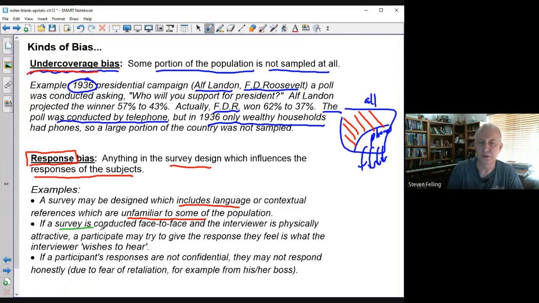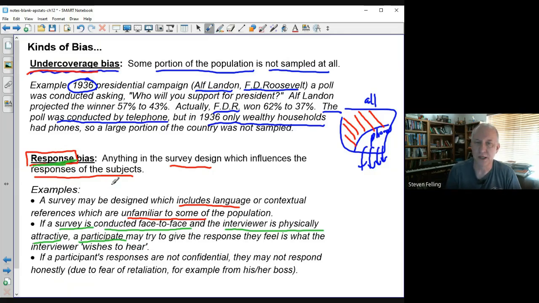Let's say a survey is conducted of people face to face, and the interviewer is physically attractive. So the participant might want to impress the person who's asking them the questions. Maybe not even consciously, but subconsciously, they might be attracted to that person. And so they're going to try to anticipate what they think that person wants to hear. And that might cause them to change their response. If they change their response because they're attempting to be attractive to the people who are giving them the survey, that's called response bias.